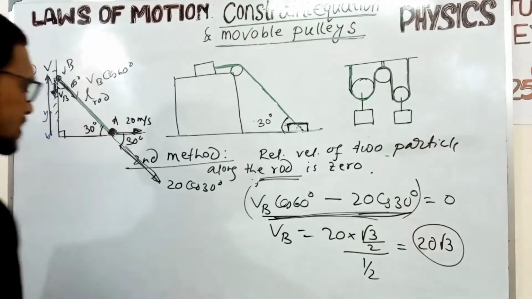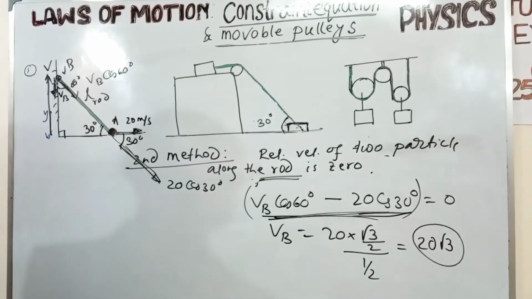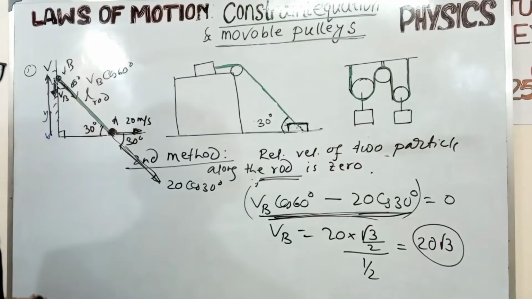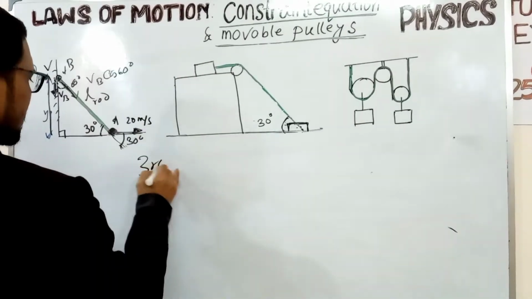So this is the second method, that is we have to take the relative velocity of two particles along the rod or string, and that will be 0, so from that we get the velocity of VB.